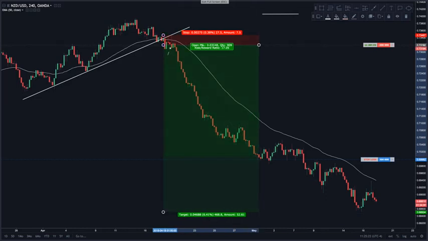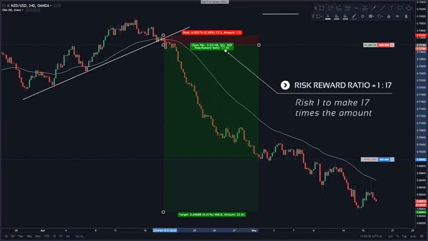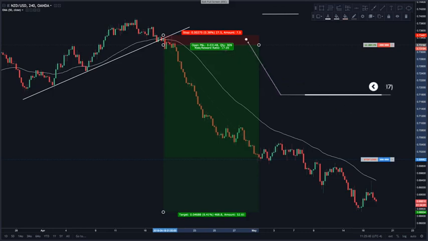As you can see, the dotted line is where we took our trade entry. The area here in red is what we risked, and the area in green is what we made. Notice how the risk reward ratio is 17, and what this means is we risked 1 to make 17 times that. Meaning in this trade, we only risked about $700 to make more than $11,000.